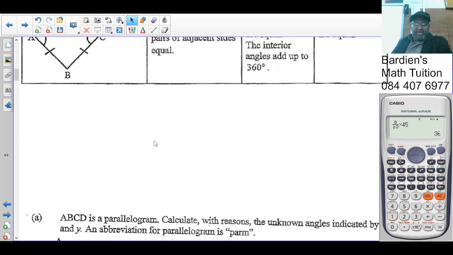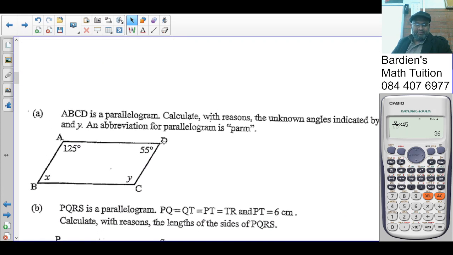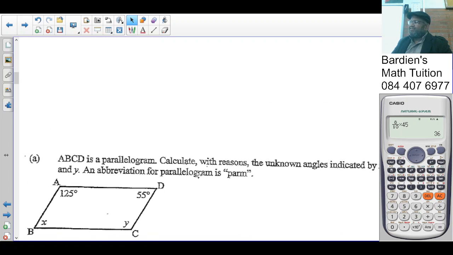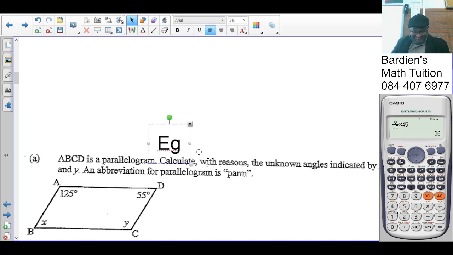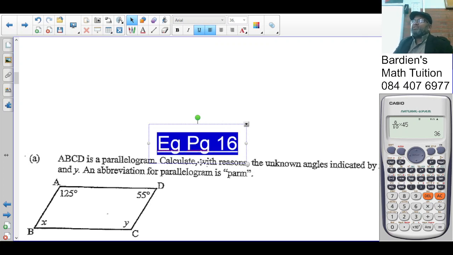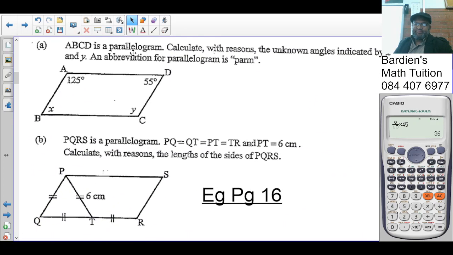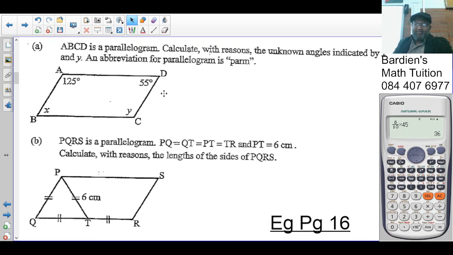Example A. And this is on page 16. Okay. I know in that book the answers to these questions were given already. Right, so let's look at the first one.